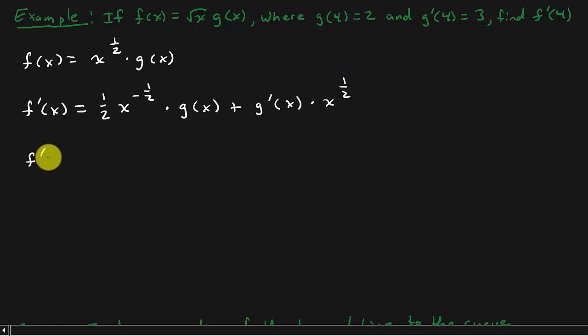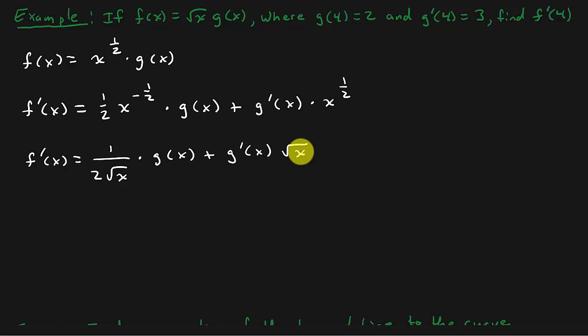And so that's going to give me f prime of x. That's going to be 1 over 2 square root of x. I just took x to the negative 1/2, moved it to the denominator, and changed it to a 1/2 power. And then that's times g of x plus g prime of x times the square root of x. So there's my derivative. All right. Now, what do they want us to do? They want us to find f prime of 4.